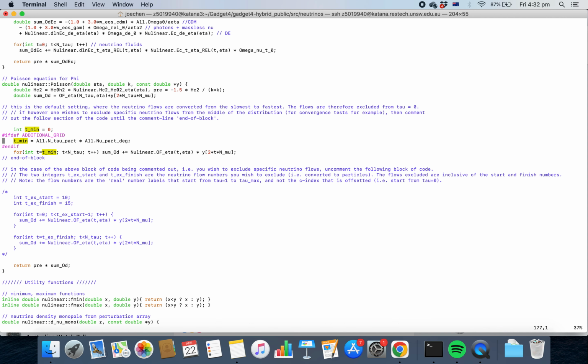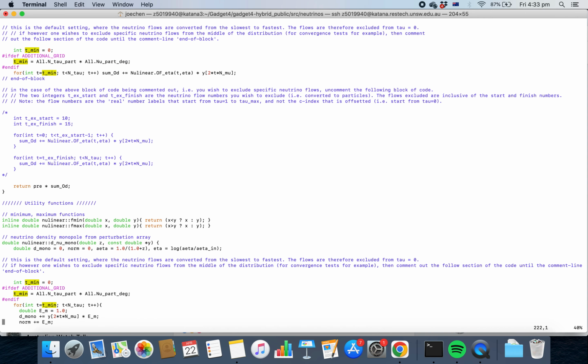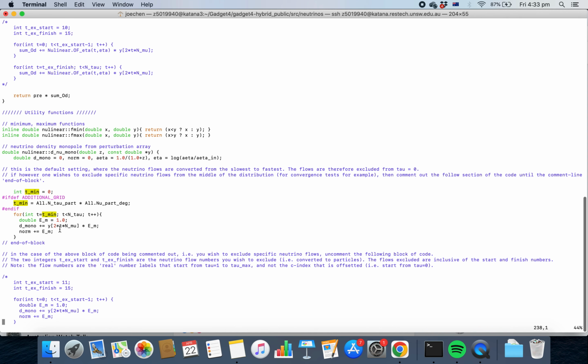Now, the standard implementation here is to go from T min to T n tau. n tau is the total number of fluids, and T min is the minimum fluid that we're considering. If we're running a purely linear response simulation, T min will correspond to 0. That means we're going from the very first fluid to the very last fluid, and we're counting all of them and putting them into the Poisson equation. Or in the d nu mono case, we're going from T equals 0 to T equals the maximum number of fluids, accounting for all of them, and adding them into the monopole delta.